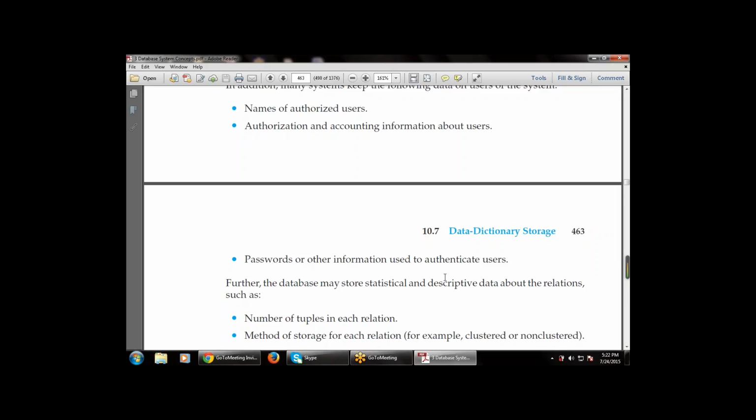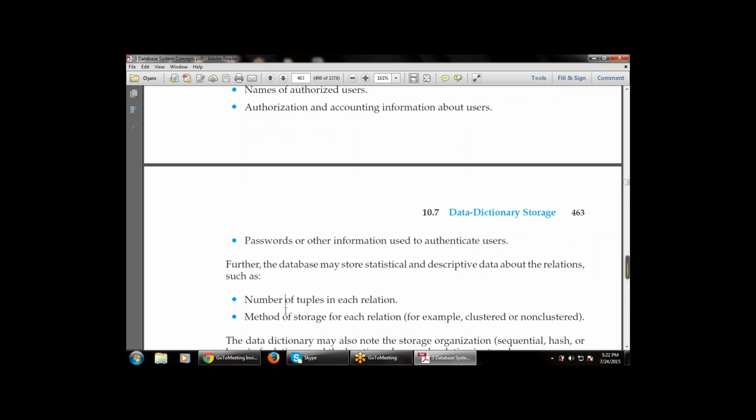we can say we deal with the customer or the user, and check whether the customer or the user is a valid user or not. Furthermore, the database may also store statistical and descriptive data about the relation. So these are the various data, the data about the data, available in the relation. That is, the more data is stored in the databases, the more data will be stored in the data dictionary. That is the data about the data.